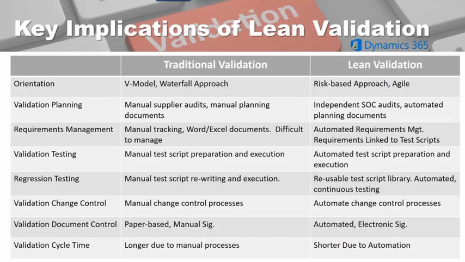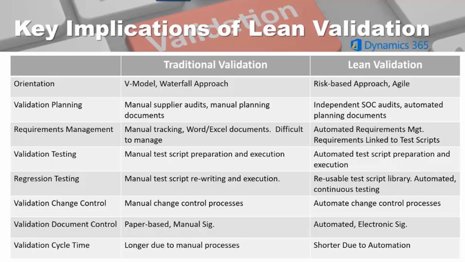From a requirements management phase, in the old traditional validation, we're actually tracking requirements in Word and Excel documents, which are difficult to manage on a granular level. In the automated lean validation world, we're automating requirements so that we can get to the version control of an individual requirement for Dynamics 365 and automatically link those requirements to test scripts. It's a powerful addition that actually helps you to effectively manage requirements over time.